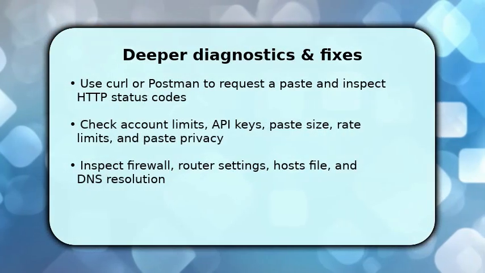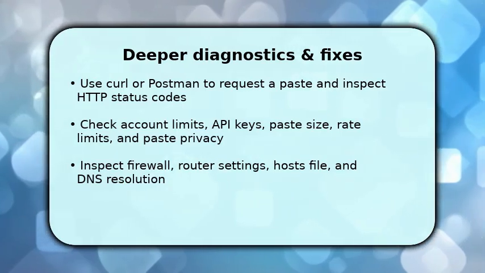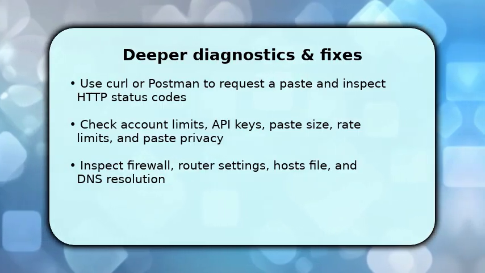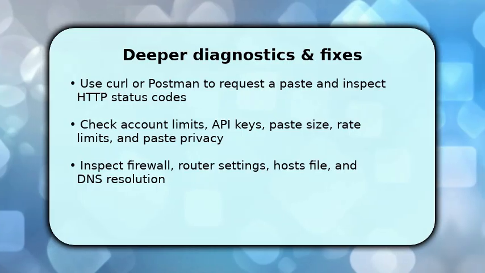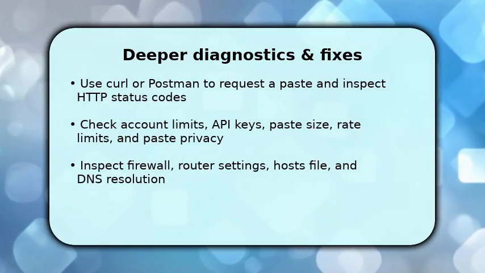You now move into more technical checks to find why Pastebin fails for you. Use curl or Postman to request a paste and read the HTTP status code and response body. This tells you whether it's a 4xx client error, 5xx server error, or blocked by network equipment.